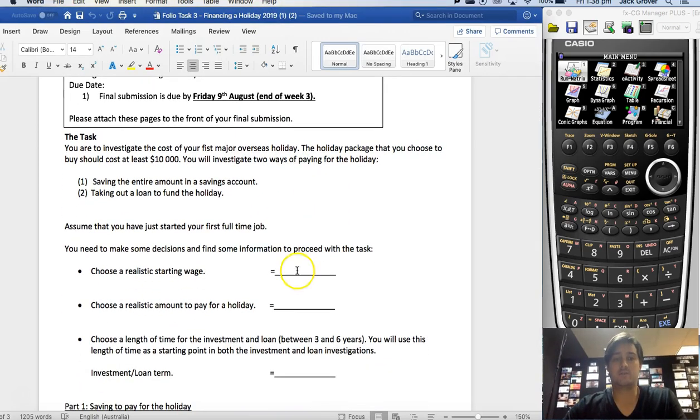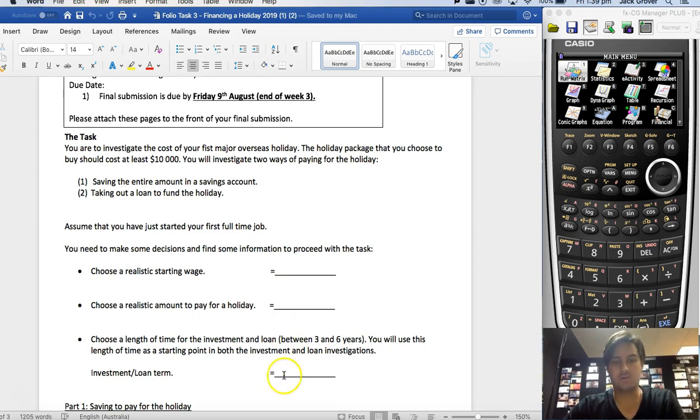Your first thing is to pick a realistic starting wage. So we've decided that is going to be somewhere between $45,000 and $60,000. That's pretty right with real world figures. That's roughly what you're going to be earning for your first full time job, either after uni or straight after school. Choose a realistic amount to pay for a holiday. We decided on between $10,000 and $30,000.